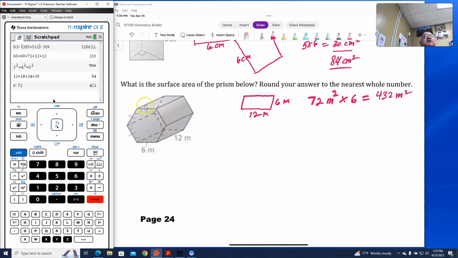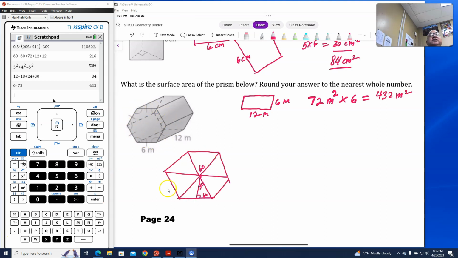Now we got to find the area of this polygon. I know that this is a hexagon, and since each side is 6, it's a regular hexagon. I know that the interior angle we found in one of the last lessons was 360 divided by 6, which gives you 60 degrees. This is your apothem, and it's going to bisect the angle, so this is 30, 60, 90. So this side will have to be half the distance. So this is 3. So this will have to be 3 times the square root of 3.